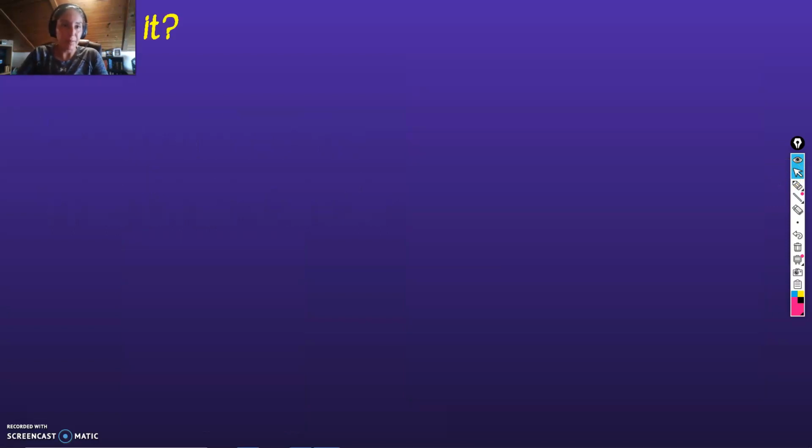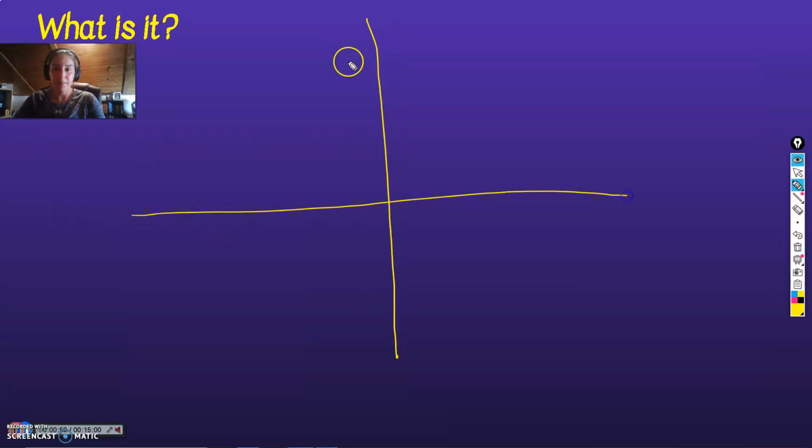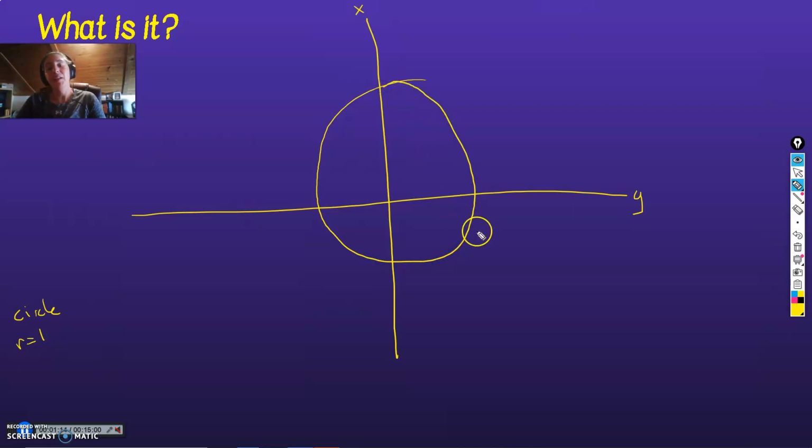So what is it? What exactly is the unit circle? Well, it is exactly that. It's a circle. If we draw our x and y axis, it's a circle on the x-y plane. It's a circle with radius equal to 1. Let's see if I can freehand this. We'll go to a computerized version. So it's a circle with radius 1, centered at 0, 0.